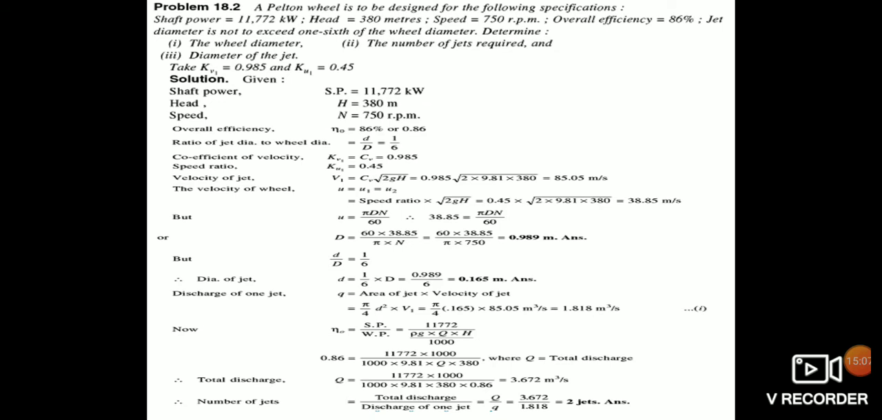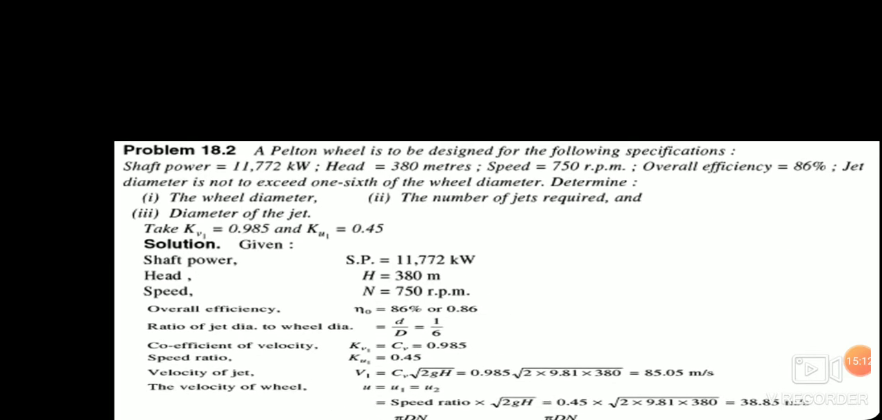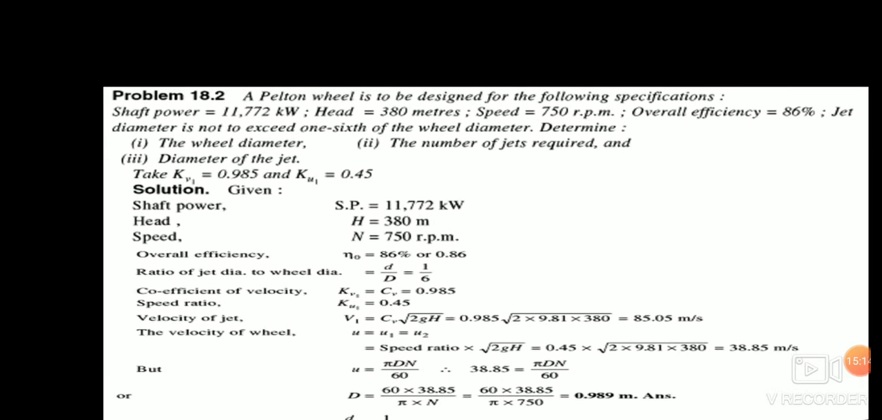Then another problem, we will go through it quickly. A Pelton wheel is to be designed for the following specifications. What are the specifications required? The shaft power to be developed by the turbine is 11.772 kilowatt. Head for the turbine is 380 meters. Speed required is 750 rpm. And overall efficiency, eta overall, is equal to 0.86. The jet diameter is not to exceed 1/6 of the wheel diameter, so d is equal to capital D divided by 6. Determine the wheel diameter, number of jets required, and diameter of the jets.